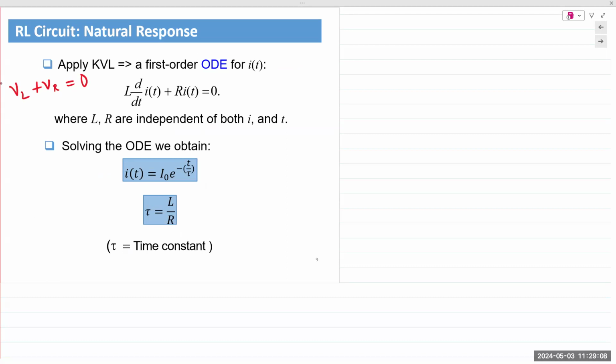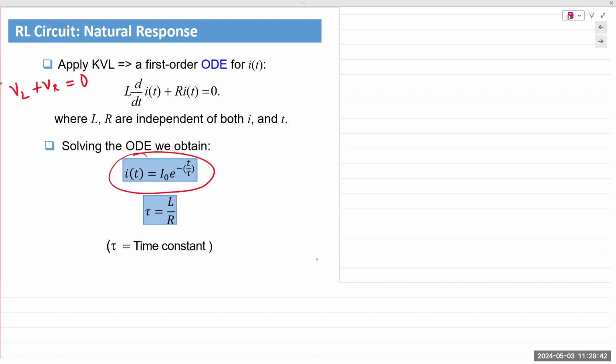Inductor voltage and resistor voltage can be expressed, right? Inductor voltage VL is L di over dt. Resistor voltage is expressed using Ohm's law, V equals IR. You have a first order ordinary differential equation. When we solve that equation, we obtain an expression for the current through that inductor at any given point in time. Current I as a function of time is given by I0 times e raised to minus t over tau.